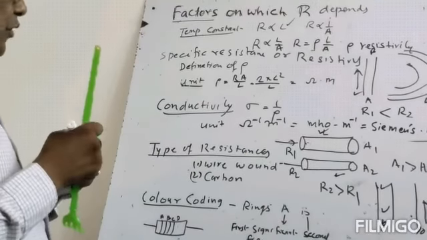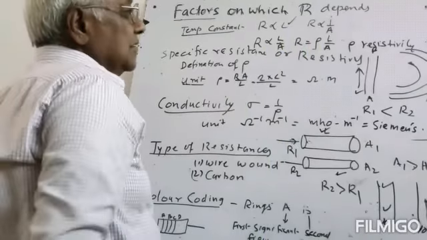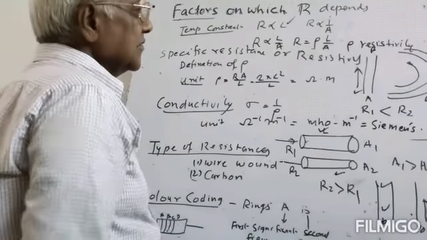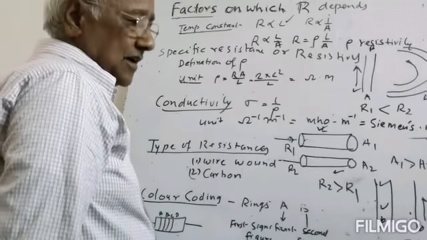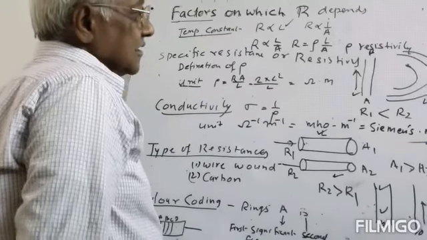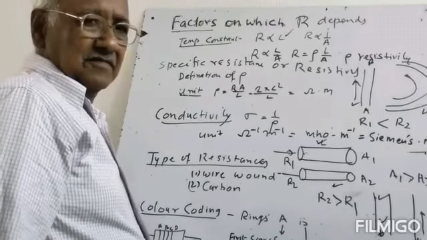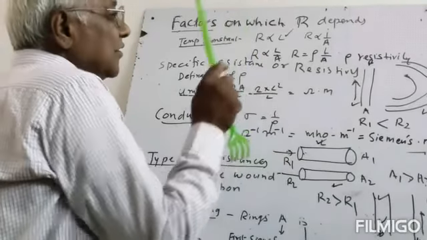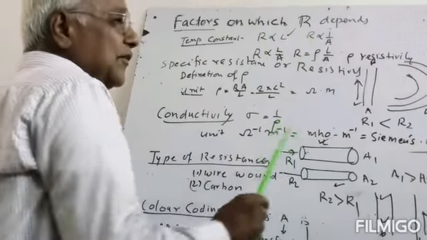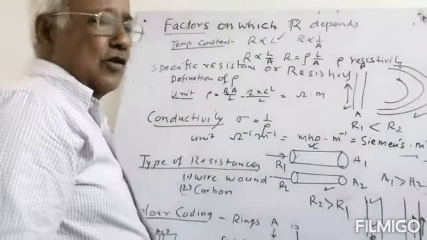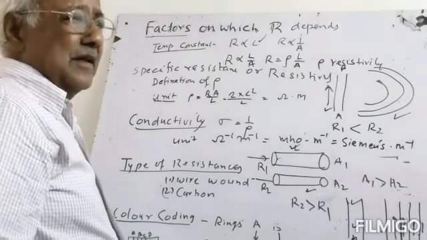Now we know that the resistance depends upon length. Resistance depends upon area of cross section. Now, does rho depend on the length or not? The resistivity will not depend upon length and area of cross section. It is similar to Ohm's law. The resistance doesn't depend upon voltage and current.